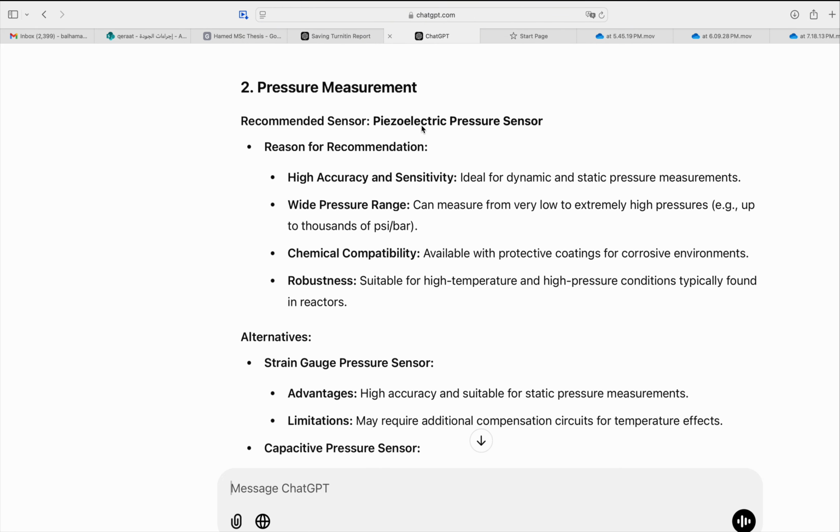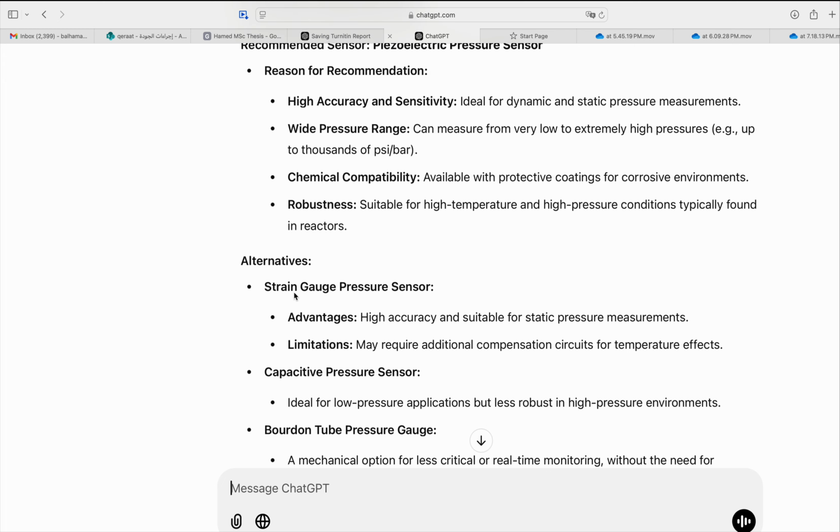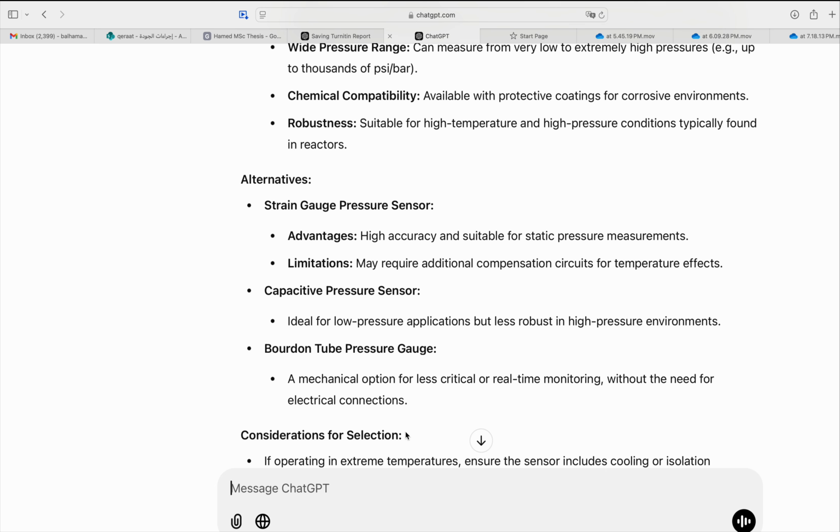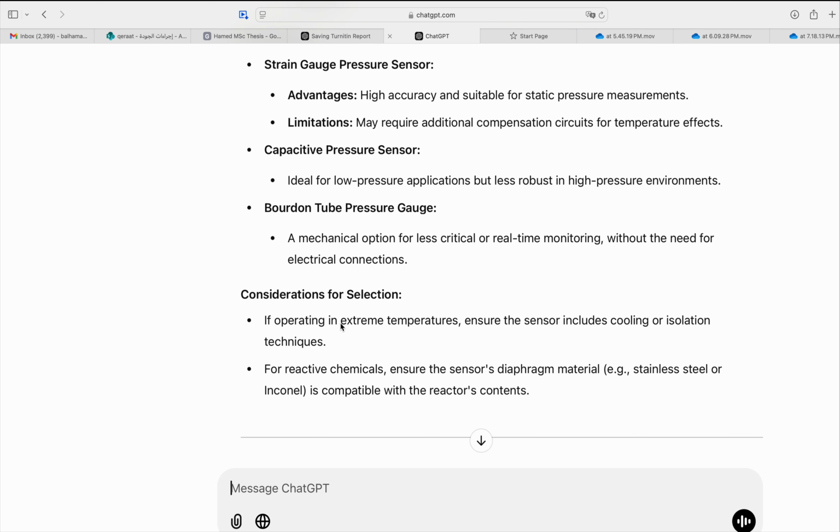For pressure measurement, we have the piezoelectric, as I said, but we can use all the others, you can see, and it's very difficult to decide. If you're operating in extreme temperature, then we should have a sensor that includes cooling or isolation techniques. For reactive chemicals, now reactive chemicals could be a problem. Why? Because we should ensure that the sensor diaphragm material is compatible. The diaphragm should not be reacting with the chemicals in any way.